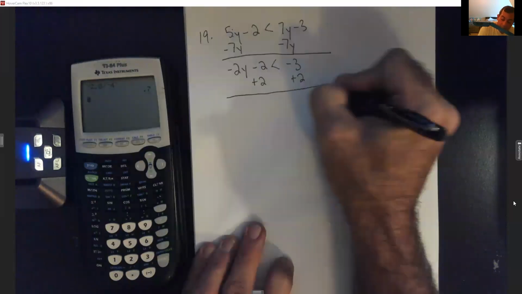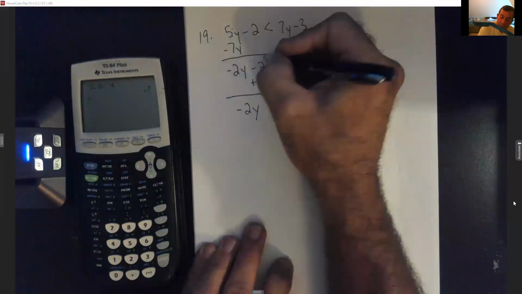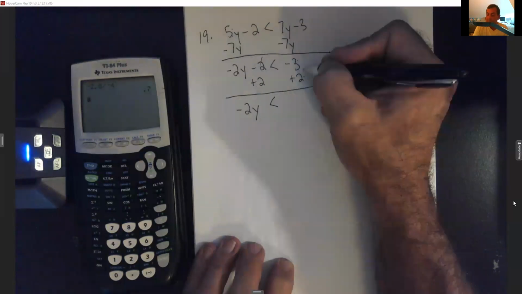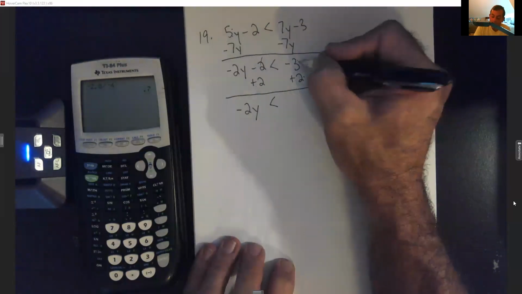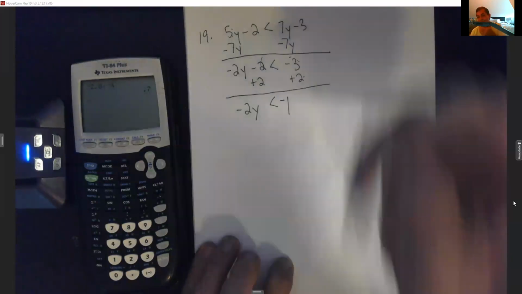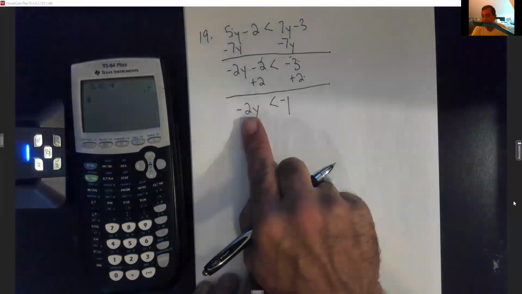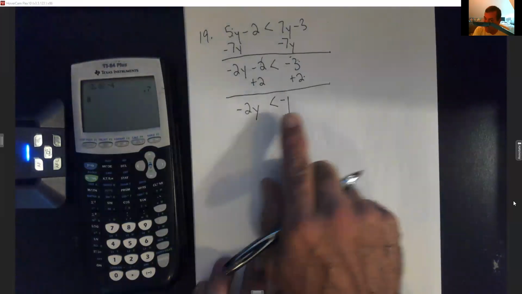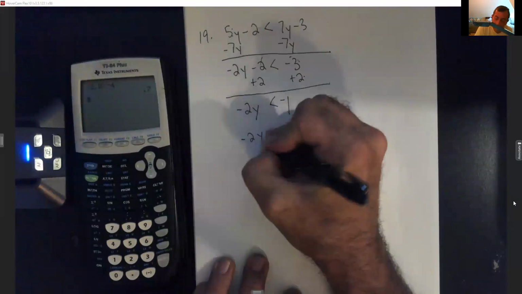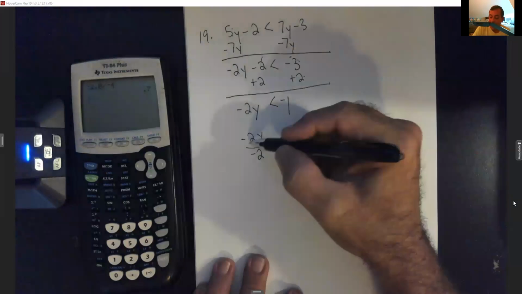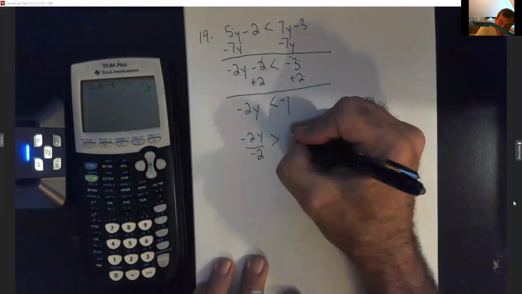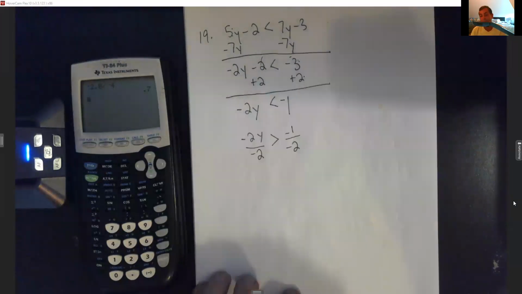So that negative 2y comes down. Those cancel. So this is less than negative 3 plus 2, unlike signs. So subtract. 3 minus 2 is 1. Larger number is negative, so the answer will be negative. So now negative 2y is less than negative 1. So now to make the negative 2y a 1y, we divide by that negative 2. So remember, since I'm dividing by a negative number, the less than now becomes a greater than. And then I do the same thing to that right side.